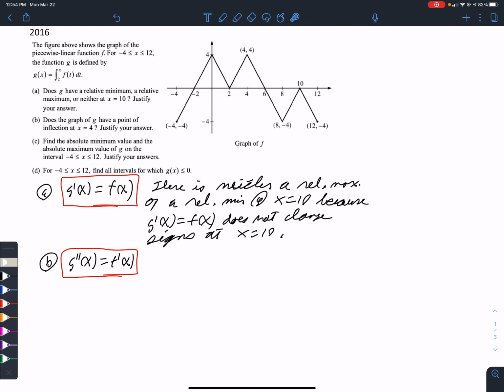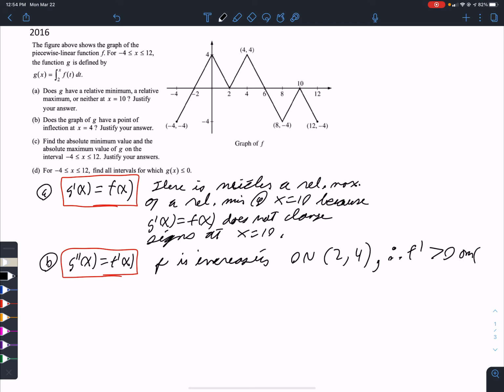So first step, is g positive or negative left and right of 4? Well, here's 4. Notice from 2 to 4, f is increasing, right? If f is increasing from 2 to 4, that means f prime is positive, making g double prime positive, right? So I will state f is increasing on the interval from 2 to 4, right? Therefore, f prime is positive on that interval.